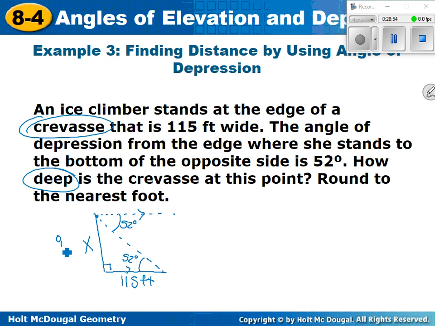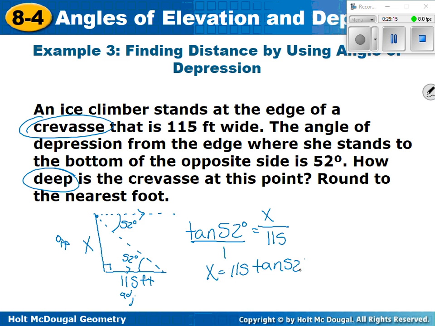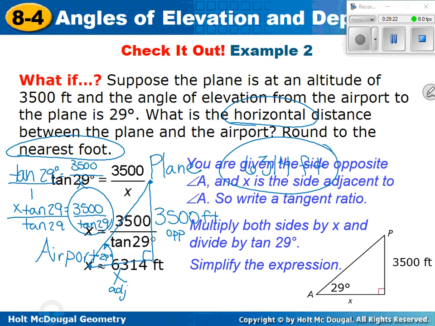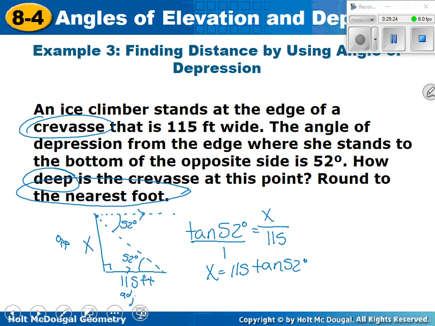At that point, you have opposite and you have adjacent, which means you should be using tangent. So the tangent of 52 is equal to the opposite x over the adjacent 115. Put it over 1, cross multiply, and you multiply 115 times the tangent of 52, and you round to the nearest foot. And what did you end up with? 147. So 147 feet.